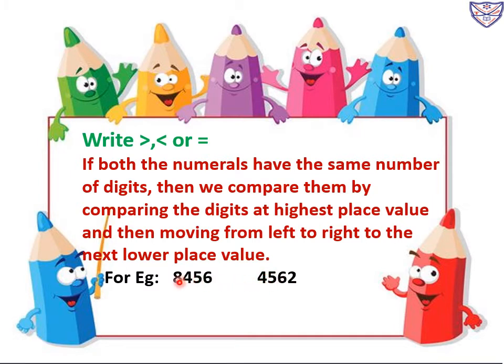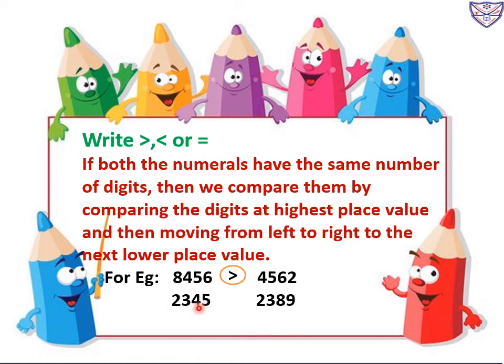In the highest place value, which digit is there? 8. In this number, in the thousands place, which digit is there? That is 4. So now we will compare between 8 and 4. Which one is greatest? Yes, 8. So we know 8456 is greater than 4562. So we will write the greater than sign. Now the next example.